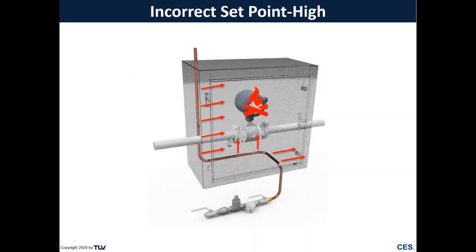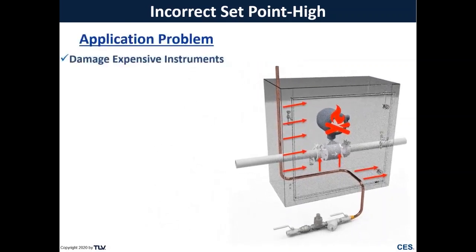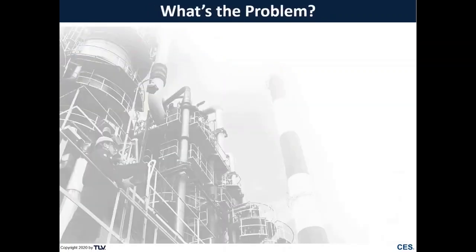Next, we have the incorrect set point as it being too high. In this case, we're showing an instrument enclosure with a tracing line going through it, and this is meant to keep the instrument warm instead of letting it freeze in the winter. But if your temperature adjustable steam trap is set too high, you'll end up giving too much heat into that instrument enclosure. It can end up damaging your expensive electronics, and that sometimes can even cause process issues. This can also cause shorter service life of your steam trap with it leaking steam through there.